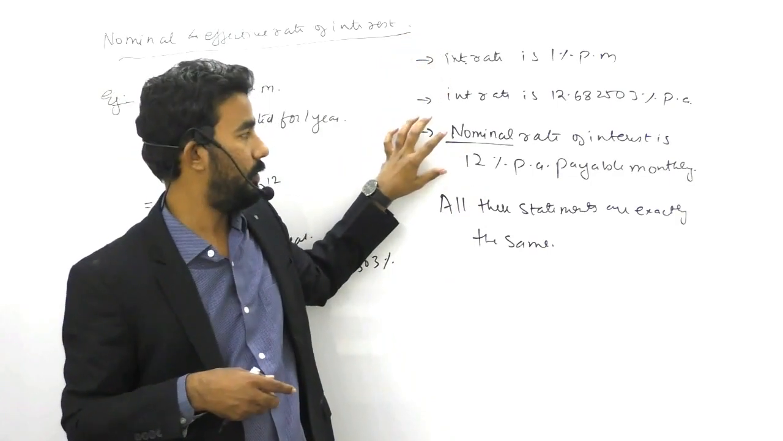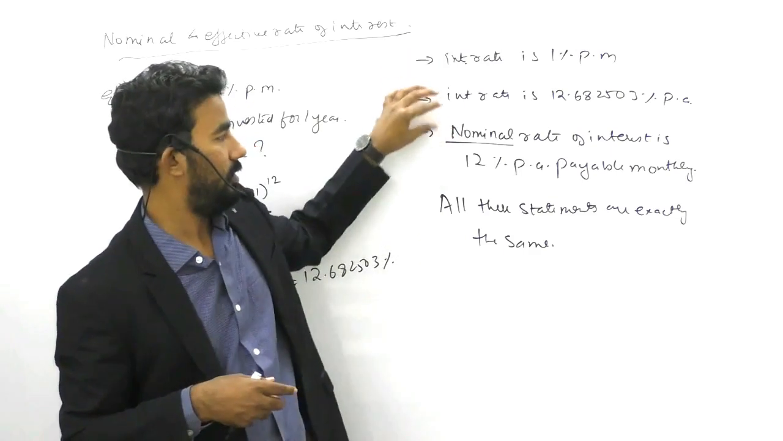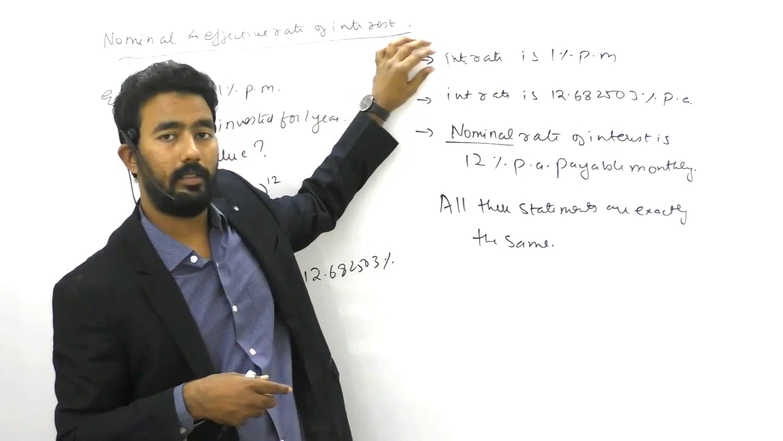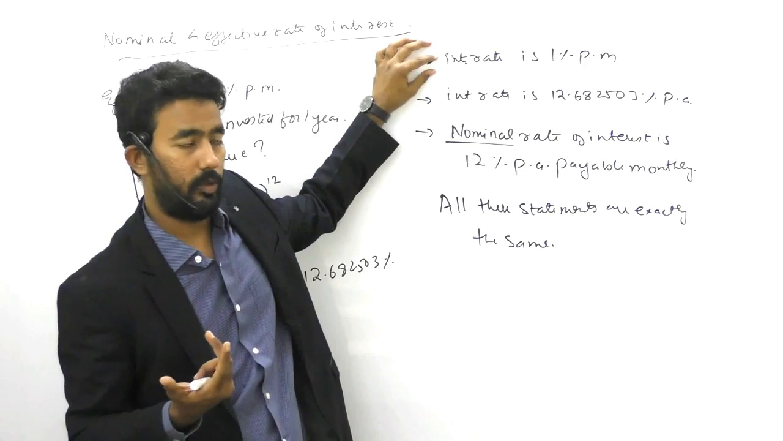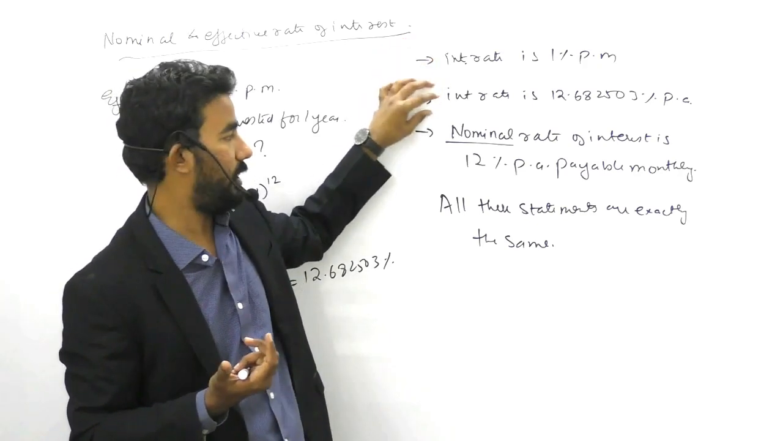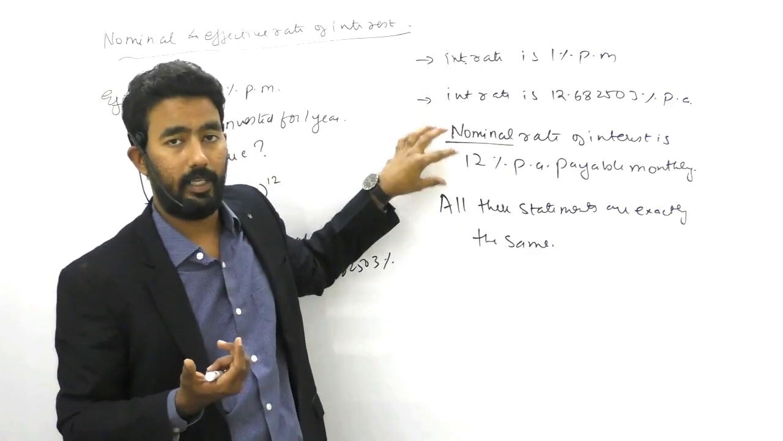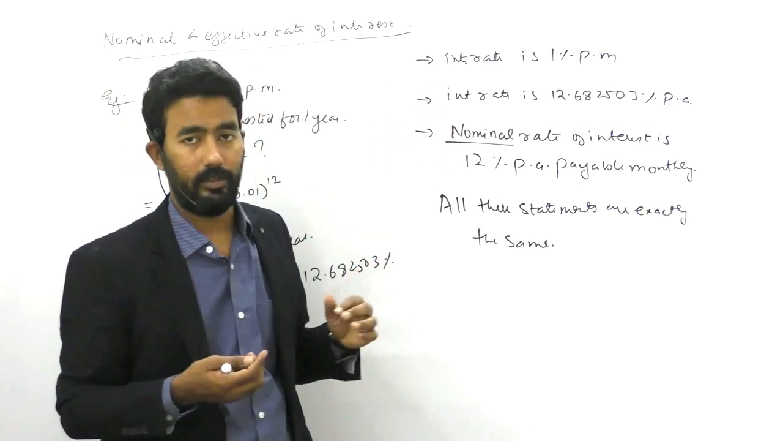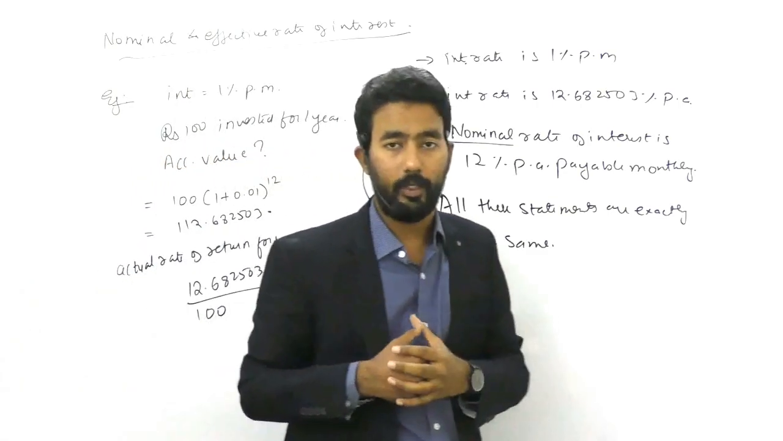So when this statement is given, you either convert it to here or you convert to here. Converting from this rate to this rate is just a mental calculation. You don't need to use calculators. From here to here you may require a calculator. So we'll define some notations for this right now, and then we'll see how to convert from one rate to another very quickly.